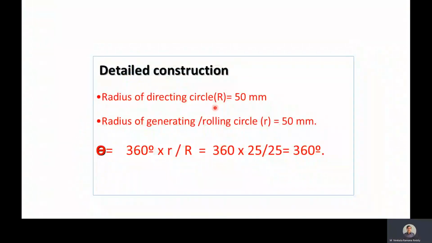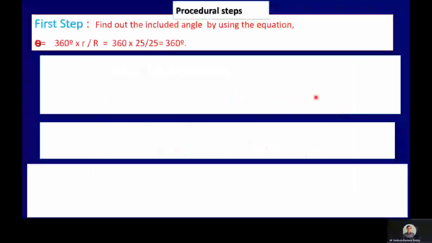So radius of directing circle is equal to 50 mm and radius of generating circle is equal to 50 mm. Then angle subtended by the directing circle is equal to 360 into small r by capital R, which is equal to 360 into 25 by 25, which is equal to 360 degrees. Now we'll move towards procedural steps for construction of the epicycloid. The following are the procedural steps for construction of epicycloid.